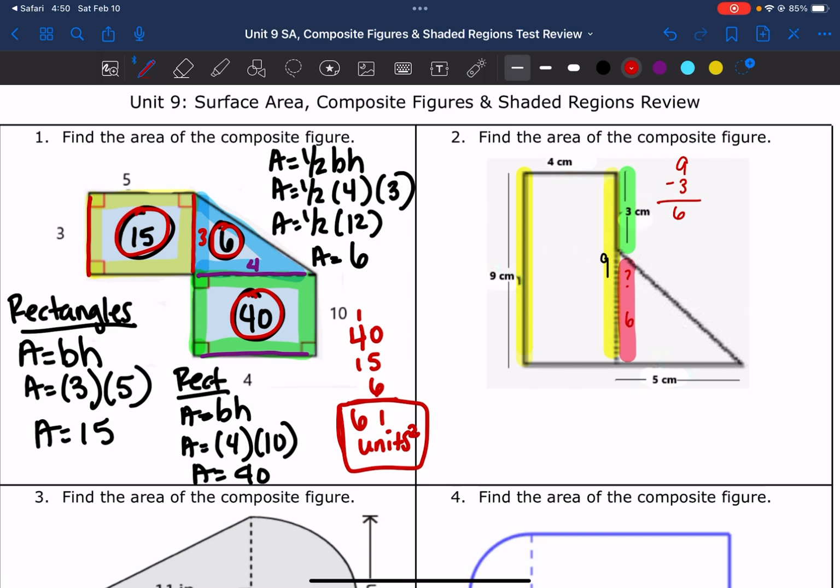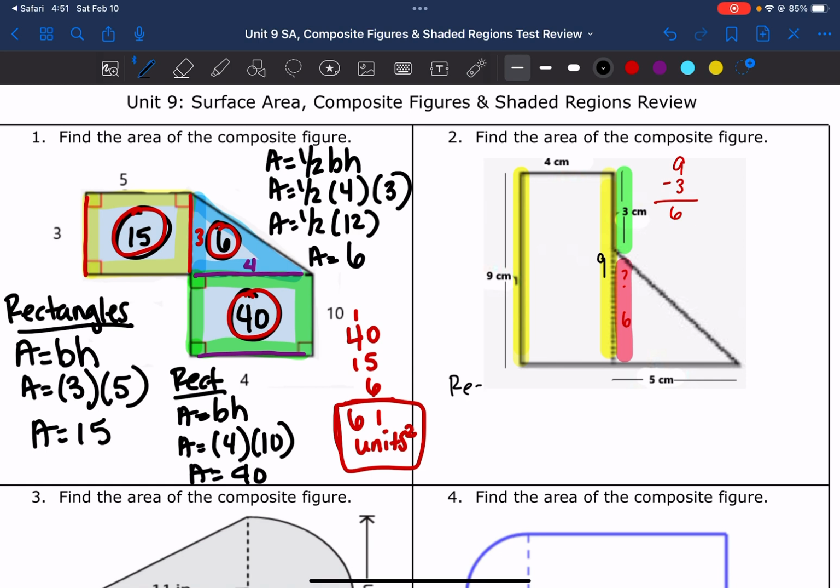Now I have the base of the triangle and I have the height. And I have the height of the rectangle and the base of the rectangle. So let's go ahead and get started in solving. So first we're going to start off with the rectangle. Remember that is going to be area is equal to base times height. Base is 4, height is 9, and 9 times 4 is going to be 36. So that means that this is 36 centimeters squared. That is the area of the rectangle.